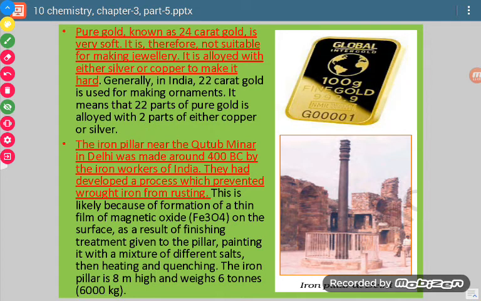This particular pillar is 8 meters high and it weighs 6 tons. Its weight is around 6000 kilograms, so it is very heavy. So what is to be learned from this? We have to just learn that this is made up of an alloy, and an alloy strengthens our metal by changing its properties. So alloys are very much useful. This is to be learned from this.